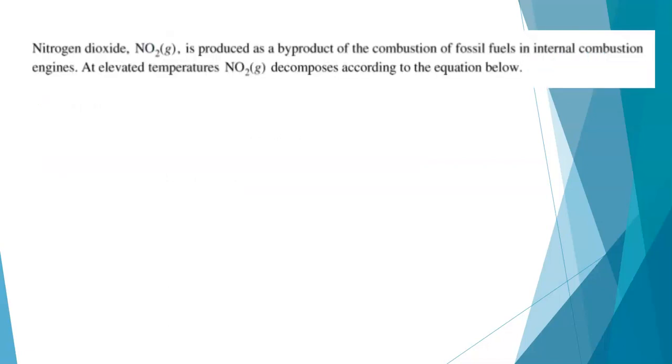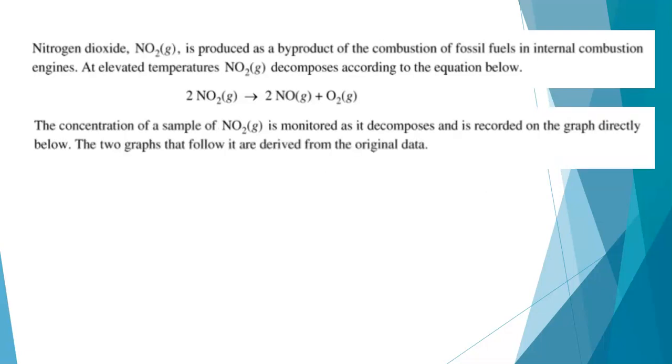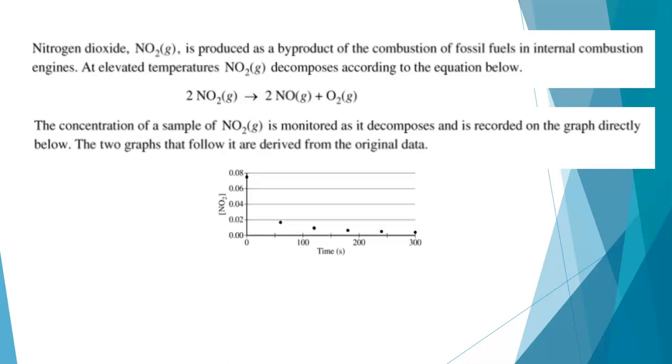Nitrogen dioxide is produced as a byproduct of combustion of fossil fuels. At elevated temperatures, nitrogen dioxide decomposes according to the equation below. And here's the equation: 2 nitrogen dioxide molecules decompose to form 2 nitrogen monoxide molecules and oxygen gas. The concentration of a sample of nitrogen dioxide gas is monitored as it decomposes, and this concentration is recorded on the graph. That's shown right here.